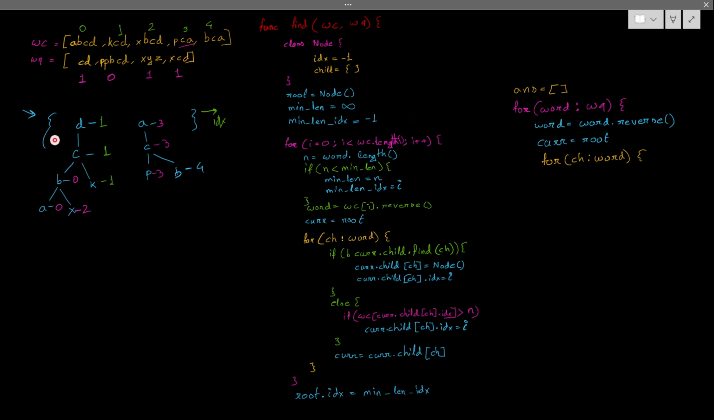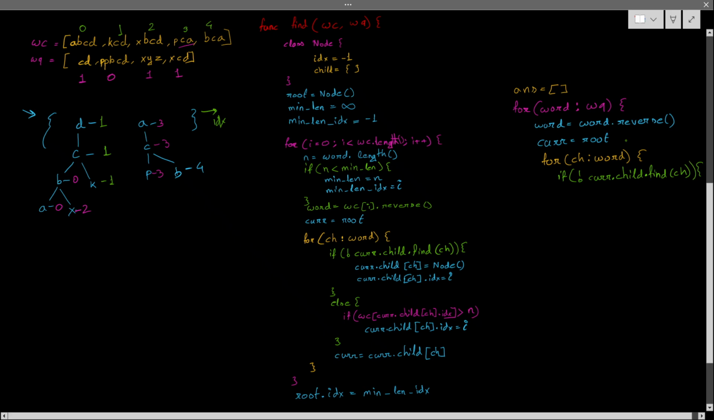Simply, I have to check if it is not present. If it is not present, I will break the loop. So I'll check if the character is not present in current dot child. If it is not present in current dot child while finding my character, at that time I will break the loop. So simple, I'm writing break.